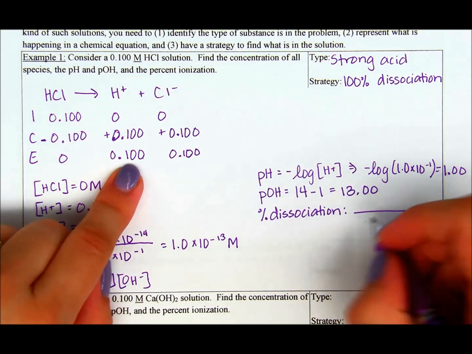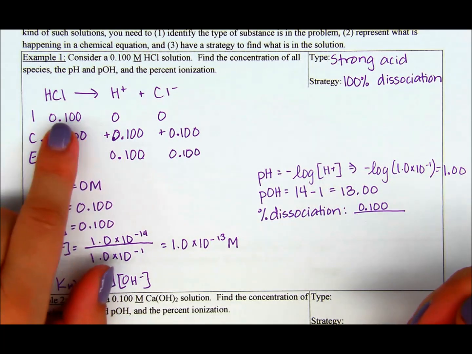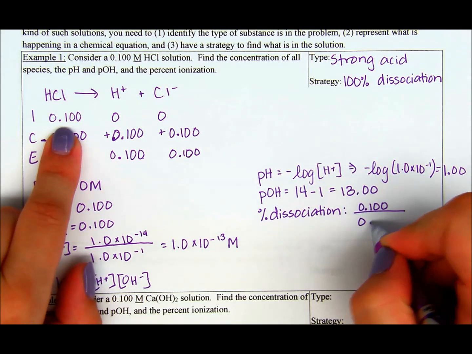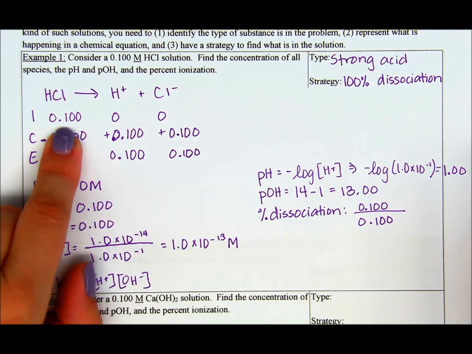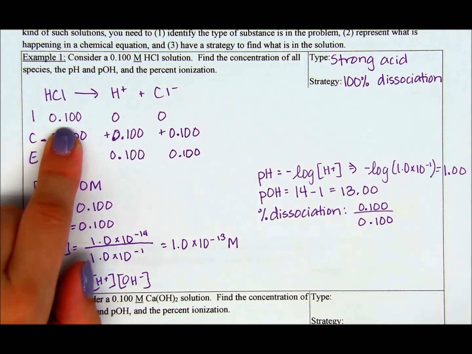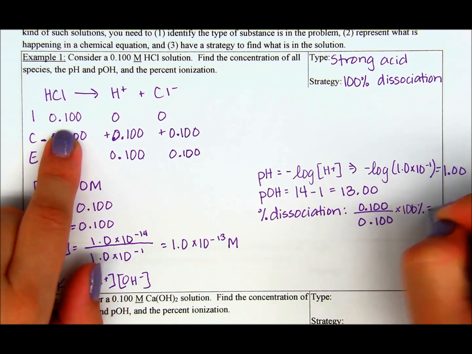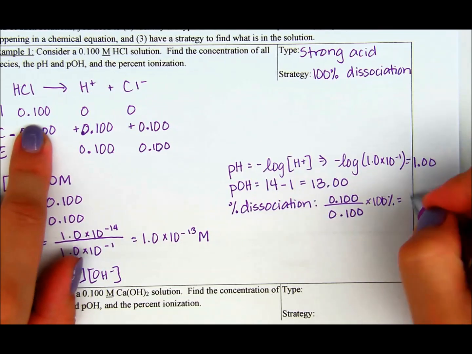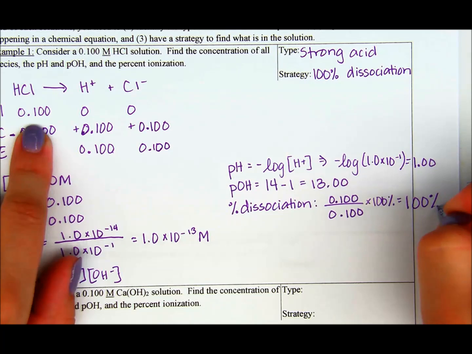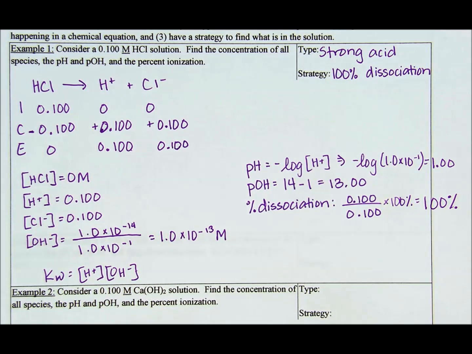So here I had 0.100 ions, and then I started with 0.100 as my concentration for my entire HCl. So you can see that this is 1, and then of course times 100% to get a percentage, and you should get 100% dissociated. And that makes sense, again, because this is a strong acid and they dissociate 100%. So that would be it for your strong acid.